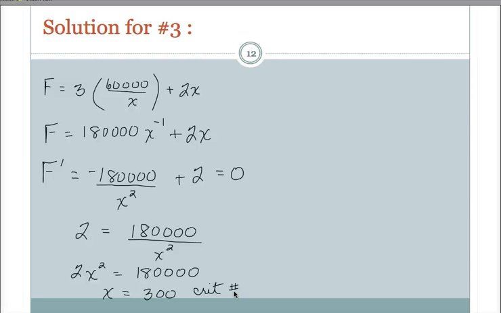So once again, you have a choice at this point. You can either do the first derivative test or the second derivative test. I'm going to do the first derivative test just because I don't feel like dealing with that x to the negative second that I would have. So I'm just going to do first derivative test.